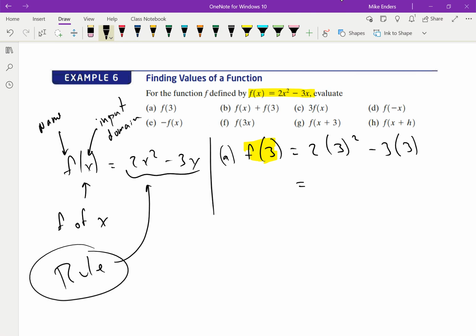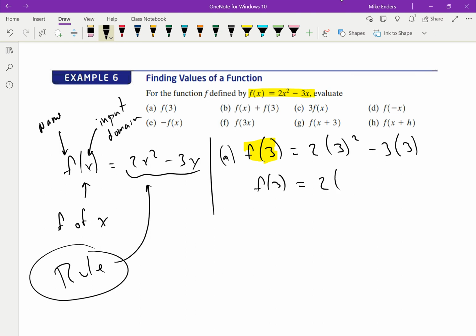So this left-hand side is just, we've told function f what our input is and what we want to take place. So this left side is just notation. We don't do anything with that. We just leave it as is. All the work is going to be on the right side here.